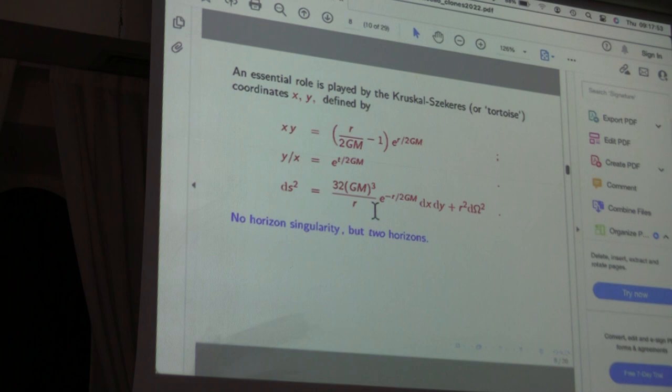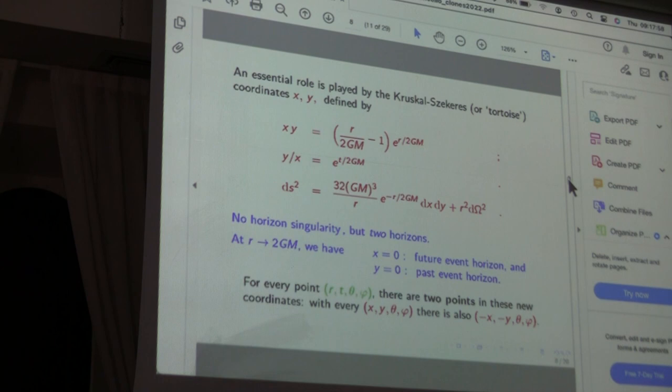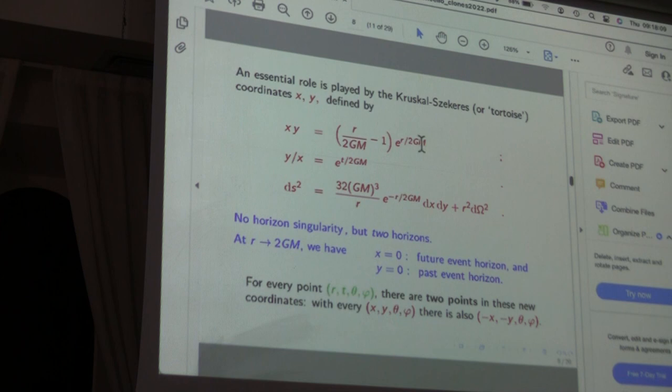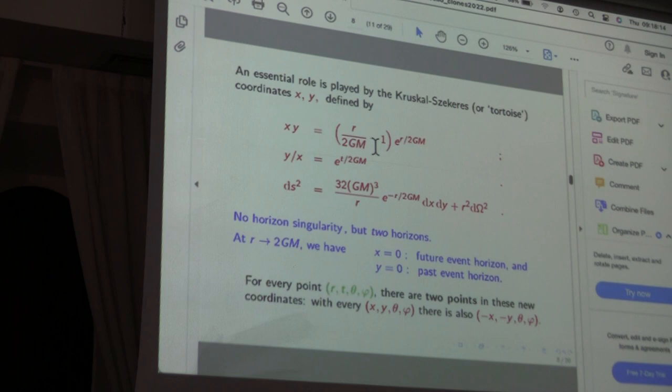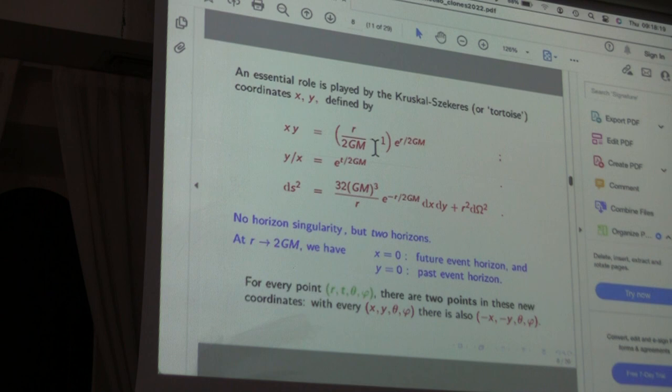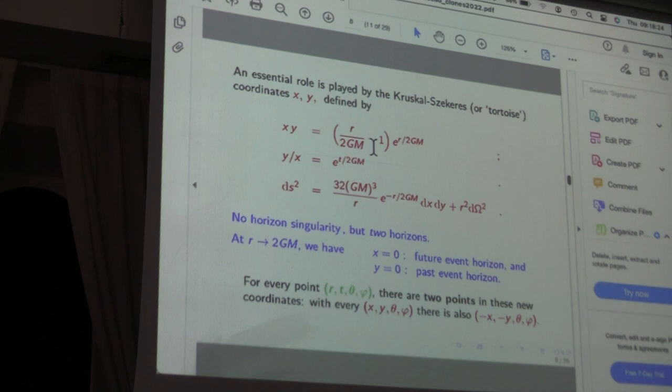In this measure, you see something else happening. You see that there's not one, but two horizons. One horizon happens at x equals 0, one horizon happens at y equals 0. Either x or y being 0 means that this quantity here is 0, or r equals 2GM. So the horizon of r equals 2GM splits up into two horizons, the future event horizon and the past event horizon. And whether a pattern goes to the future or to the past makes the story totally different.